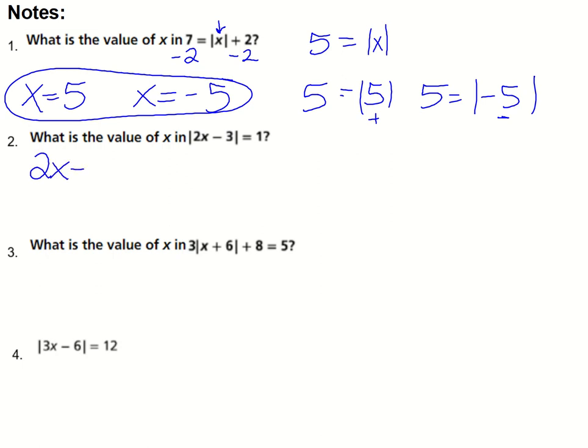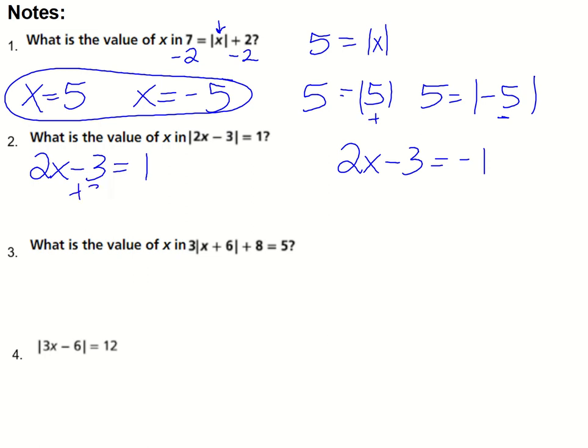I'm going to go 2x minus 3 equals the positive version, 1. And then I'm going to find the opposite and negative version. So I'm going to go 2x minus 3 when that equals -1. Okay, so we have to find those two answers. So notice I leave the absolute value part the same, but I take a positive version and a negative version of the solution because the absolute value can be positive or negative, right?